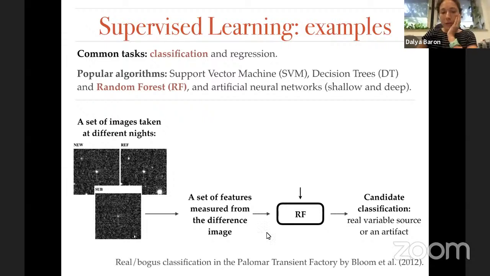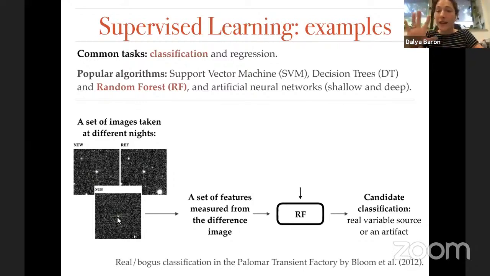In this paper by Bloom et al., they used these difference images and extracted various features from them. These features include things like the magnitude of this candidate, its semi-major axis, semi-minor axis, perhaps some information about a nearby galaxy, if there is a galaxy there.